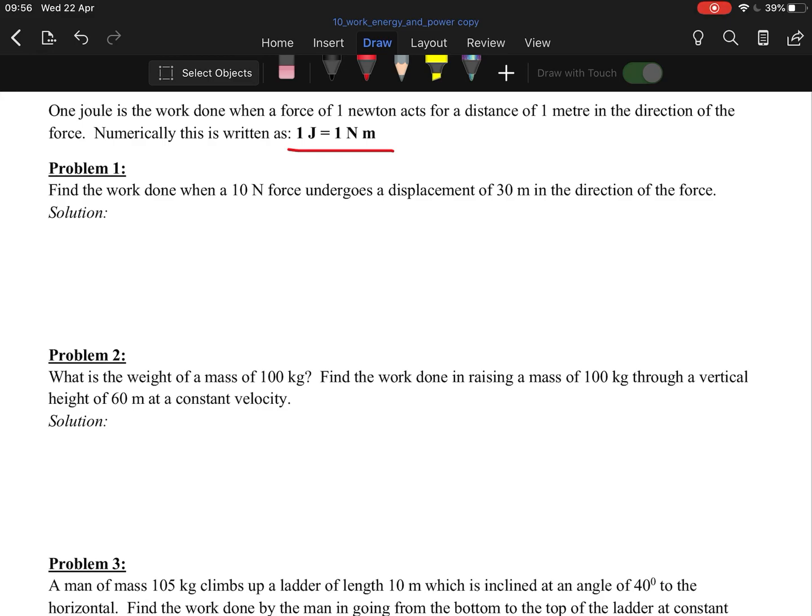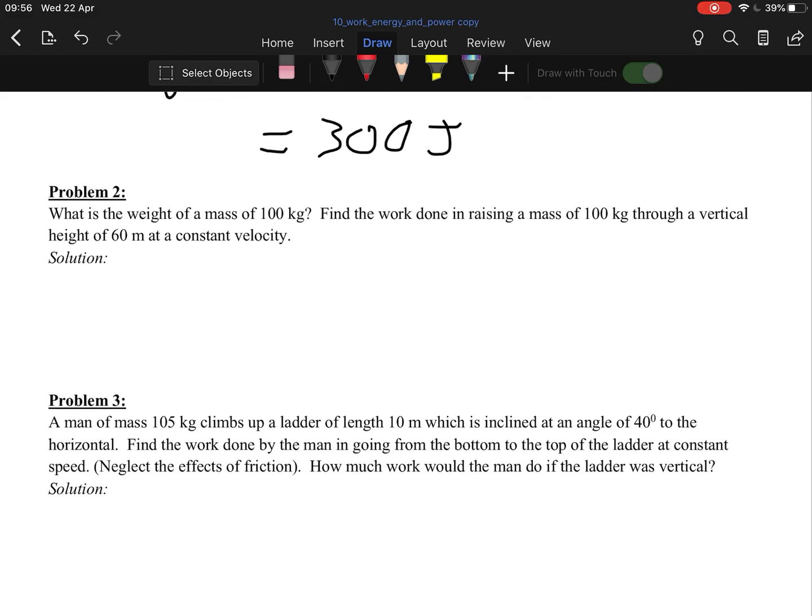So the first question here: find the work done when a 10 Newton force undergoes a displacement of 30 meters. That's fairly straightforward, guys. So W equals F times S, and your answer should be 300 joules here.